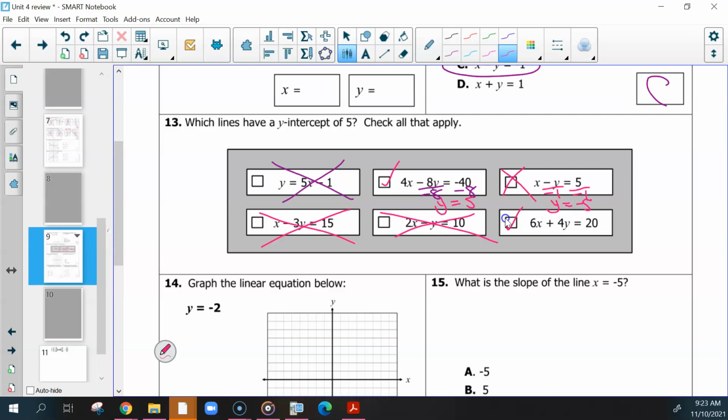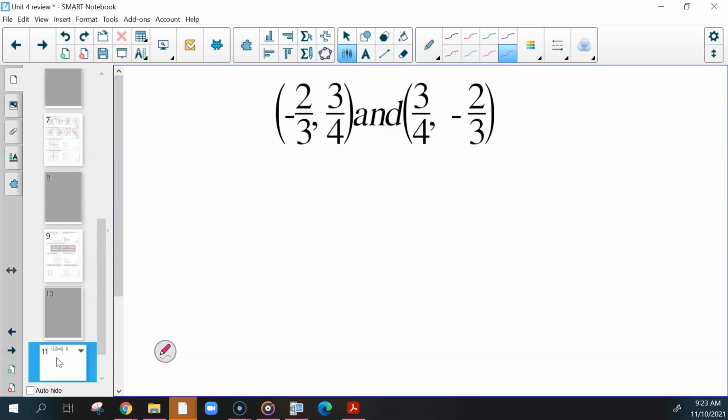Do we have any questions on any of the ones we've done so far? On the back of your review, I'm going to have you write this down. There's supposed to be space between the parentheses and the and. It just didn't happen that way.